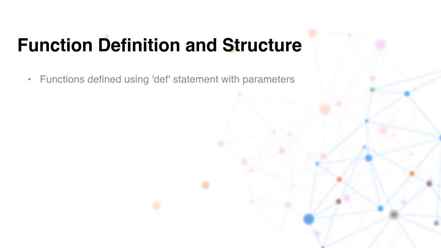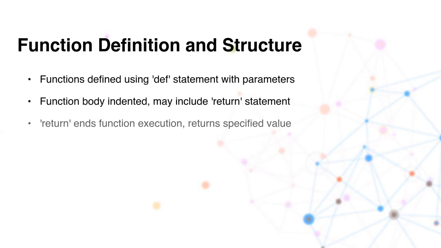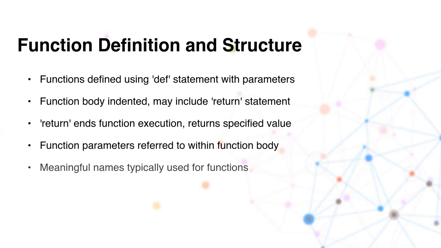Functions are defined using the def statement, followed by parameters. The function body is indented and may include a return statement, which ends the function's execution and returns a specified value. Meaningful names are typically used for functions to enhance readability.